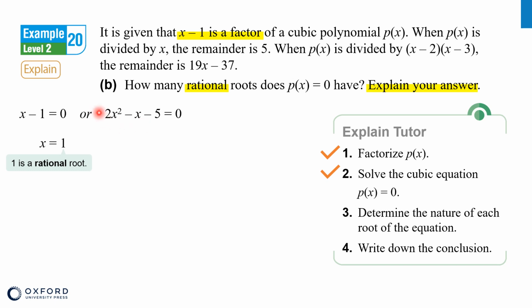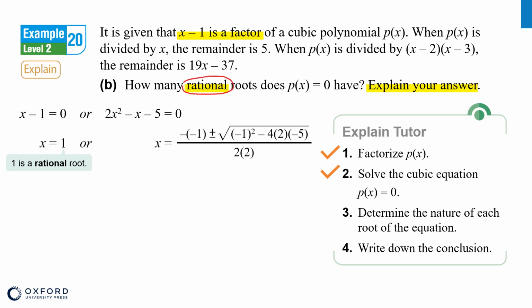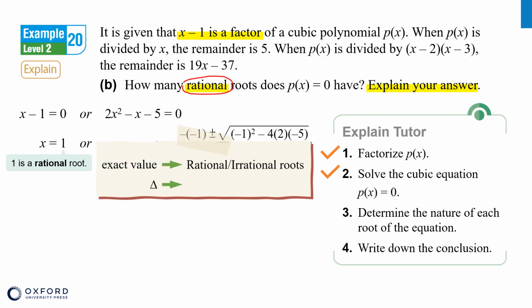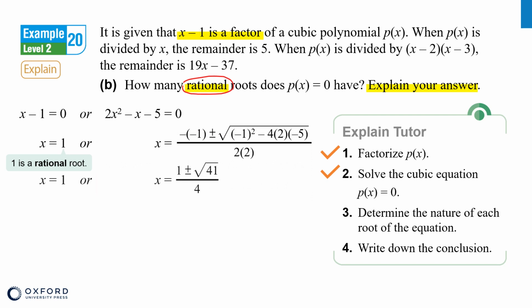For the second factor, as we want to determine whether the roots are rational, we'll use the quadratic formula to find the exact values of x. But not finding the discriminant, because the discriminant can only tell us the number of real roots. It can't tell us whether the roots are rational or irrational. Clearly, these two roots are not rational numbers. So the only rational root is 1.